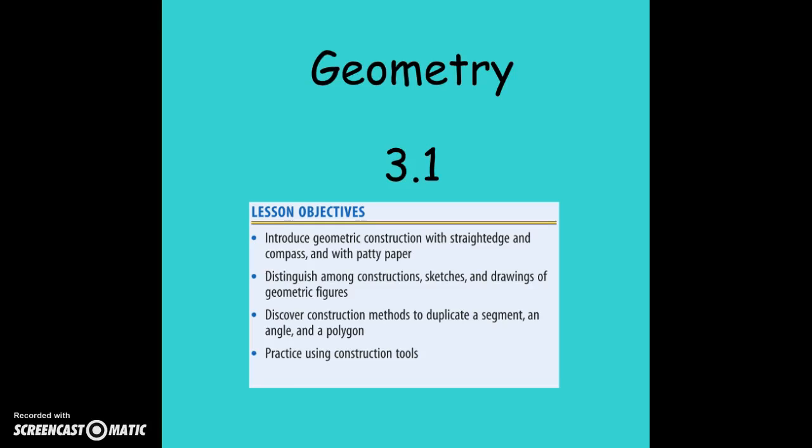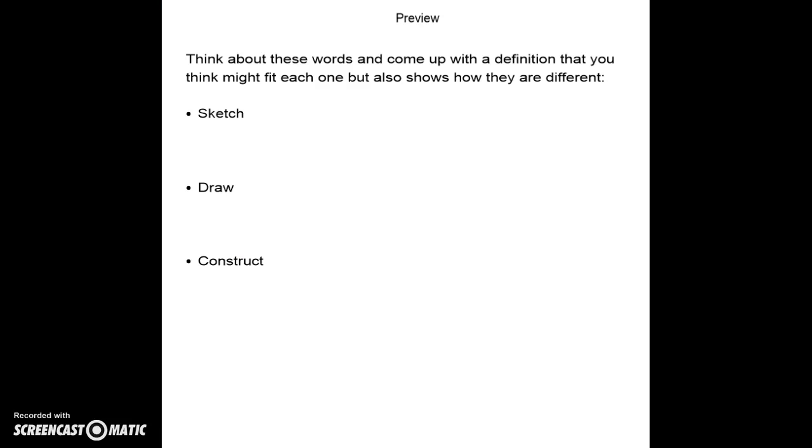This is Geometry Lesson 3.1. Our objectives are talking about constructions using compass and straight edge. We'll be constructing segments and angles. So to get us started, we're going to be talking about three terms.